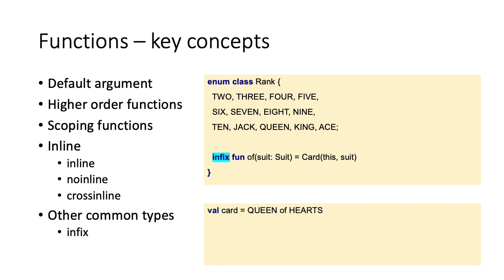In this example, you see an enum class Rank and the infix function called of. And in the usage in the next block, you'll see Queen of Hearts as the usage of the of function in this example.